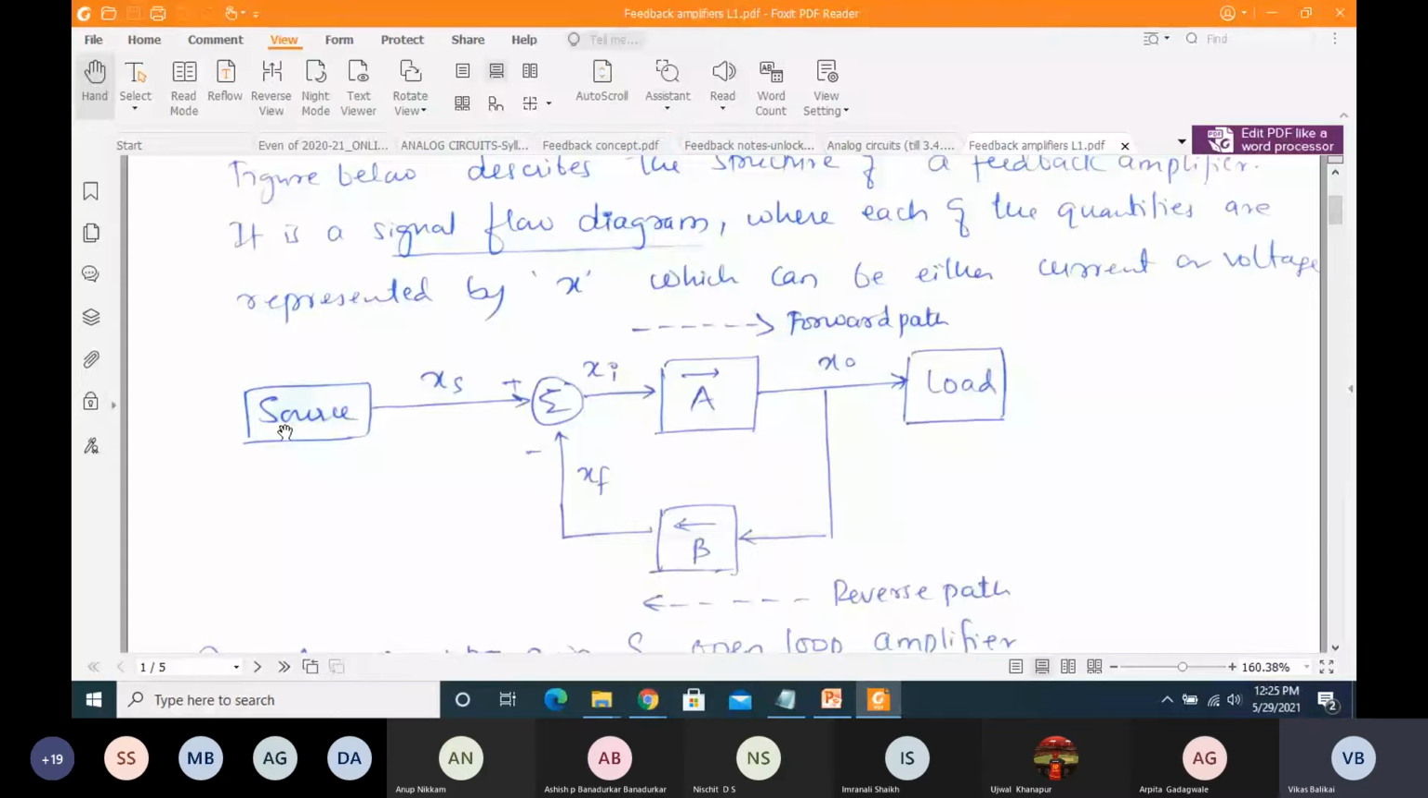So if I have input signal XS, which is represented by the source, at that point of time when it is entering the op amp, we call it an input signal. So the signal which is entering the amplifier, that's what I usually talk about.